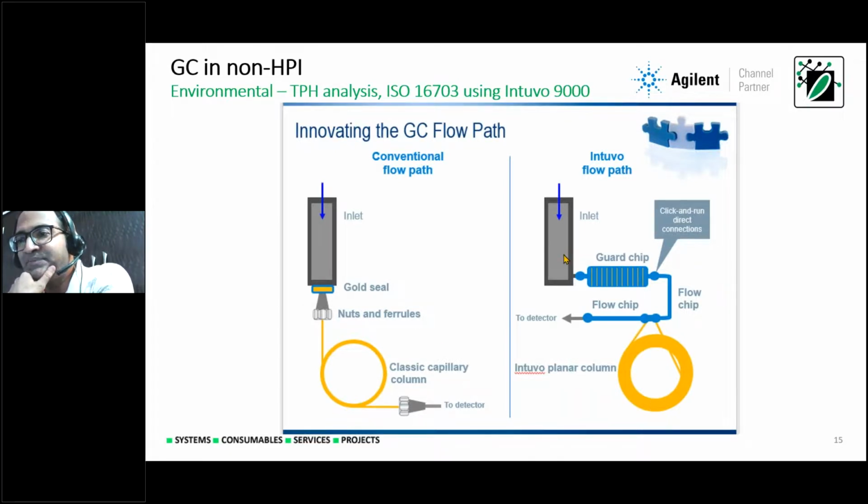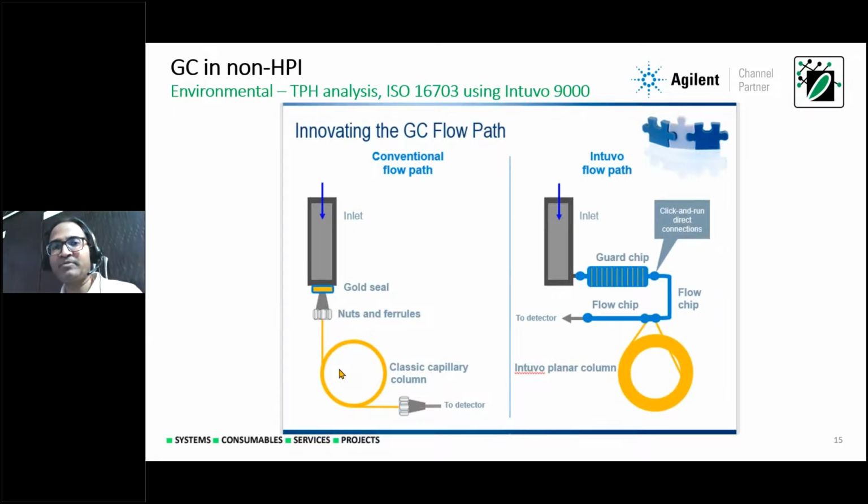The inlet remains exactly the same. Nuts and ferrules are gone. We do not need nuts and ferrules. The guard chip comes in. The guard chip protects the actual analytical column. The typical column that we've been seeing on the earlier or the traditional GC looks like this.